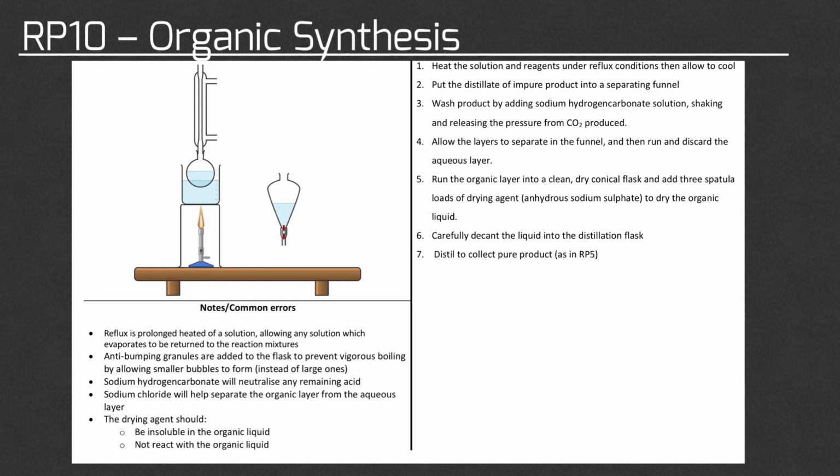We wash the product by adding sodium hydrogen carbonate solution, shaking and releasing the pressure as CO2 will be produced from the hydrogen carbonate. We then allow the layers in the funnel to separate, and then run and discard the aqueous layer. We then run the organic layer into a clean, dry conical flask and add 3 spatulas of drying agent, in this case anhydrous sodium sulfate. This will dry the organic liquid, so removing any water trapped in the organic layer.